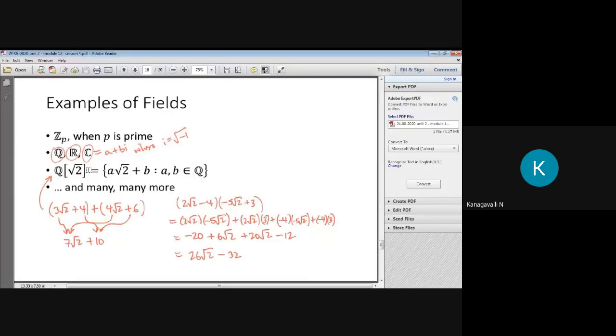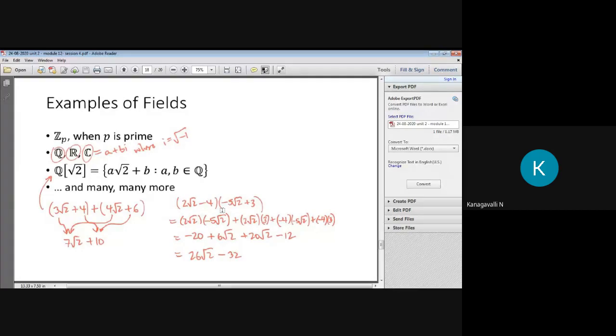For example, Q of root 2, Q is some number, right? So here I am taking one number, 3 root 2 plus 4, then 4 root 2 plus 6, these two things. So check here, the terms of root 2 are 3 and 4, right? So the addition of these two things is 7 root 2 plus the two integers. What is the result? 6 plus 4 is 10, right? Then similarly, you need to check your multiplication. For example, I am taking (2 root 2 minus 4) into (minus 5 root 2 plus 3). See, this is some algebraic term.